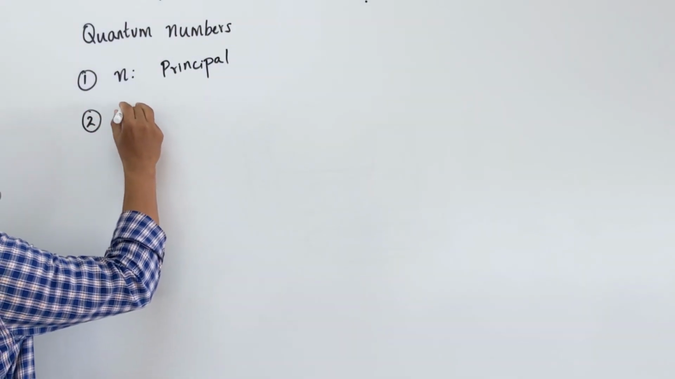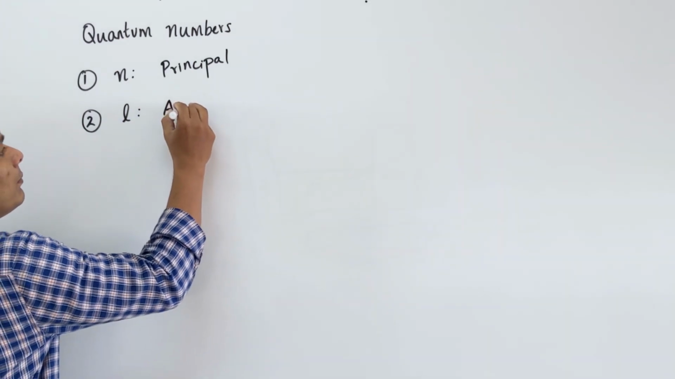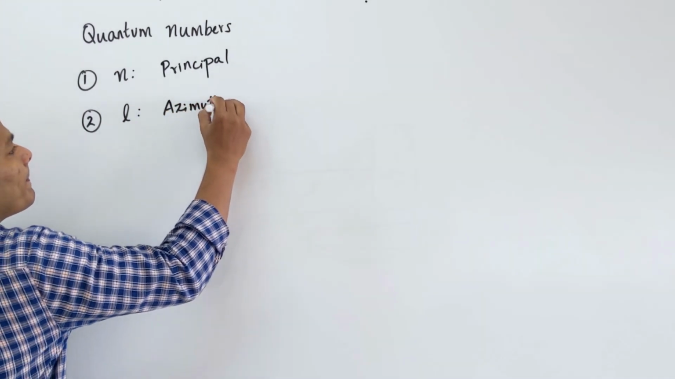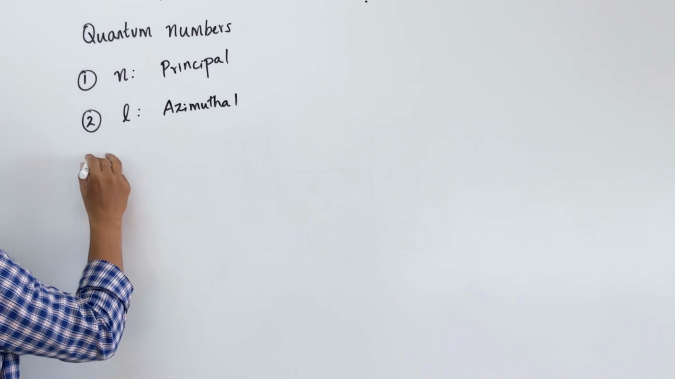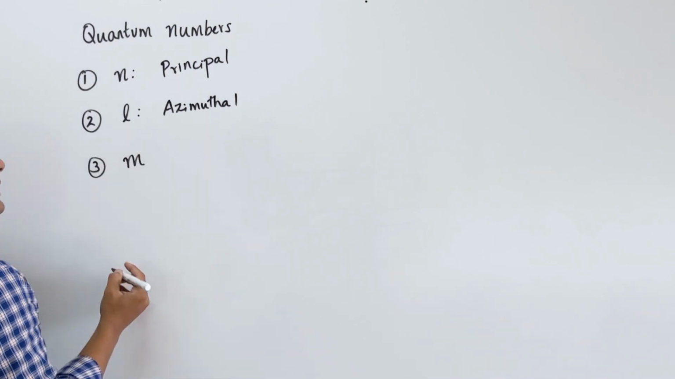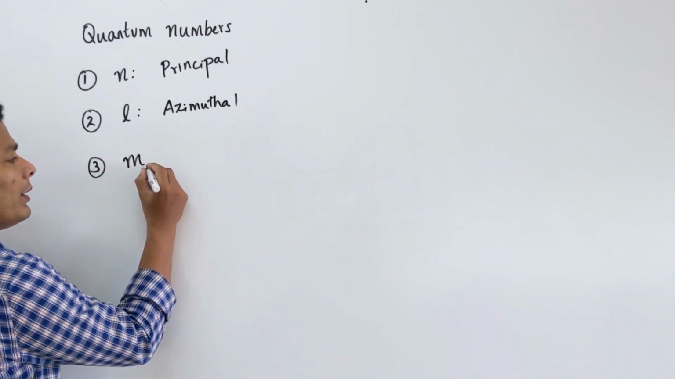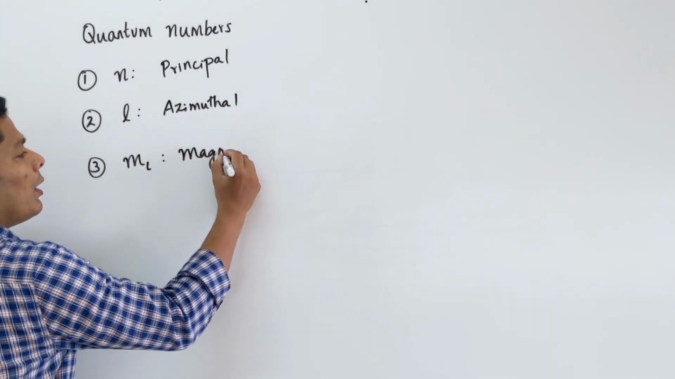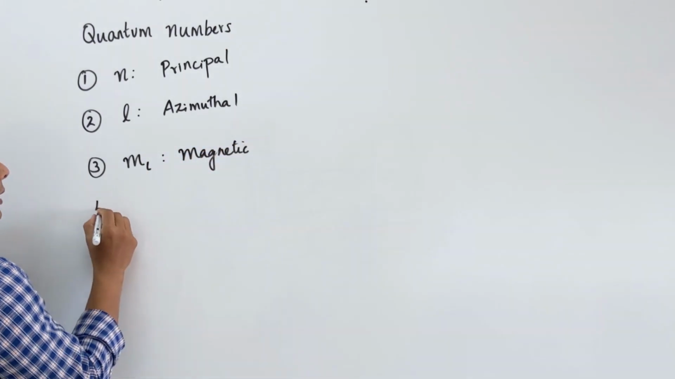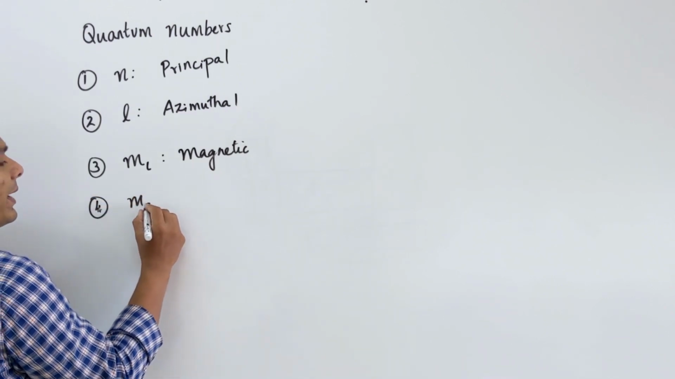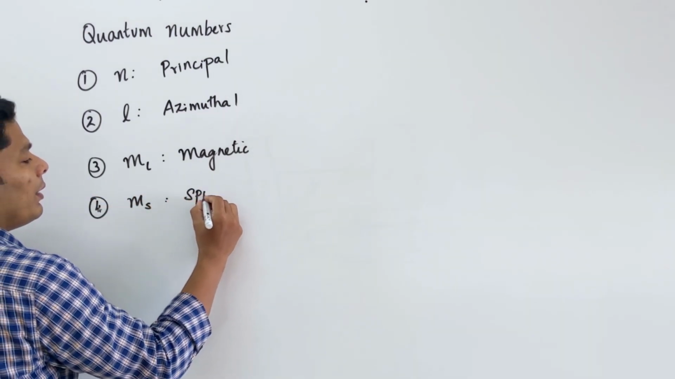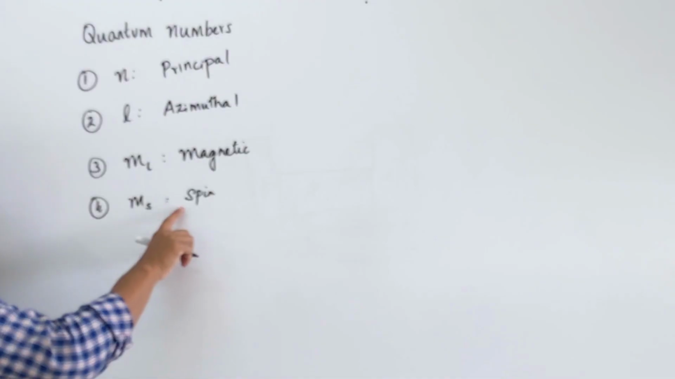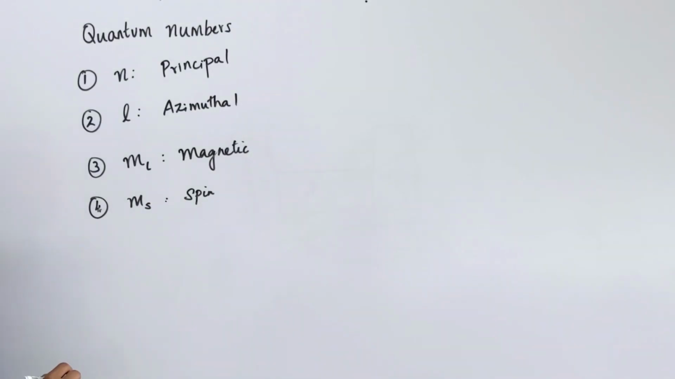Second is lowercase l, the azimuthal quantum number. Third is lowercase m. It's better to put a subscript l. This is the magnetic quantum number. And the last one is m sub s, the spin quantum number, sometimes also called the magnetic spin quantum number.